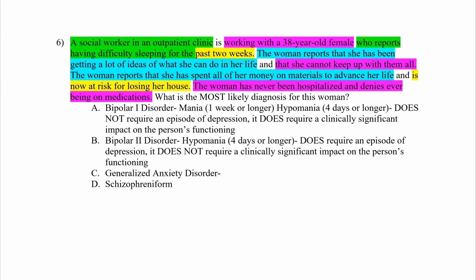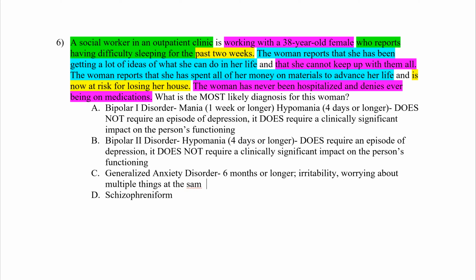functioning. C, generalized anxiety disorder is going to be 6 months or longer. And the symptoms that we're looking at here: irritability, worrying about multiple things at the same time, fatigue, and lack of concentration.